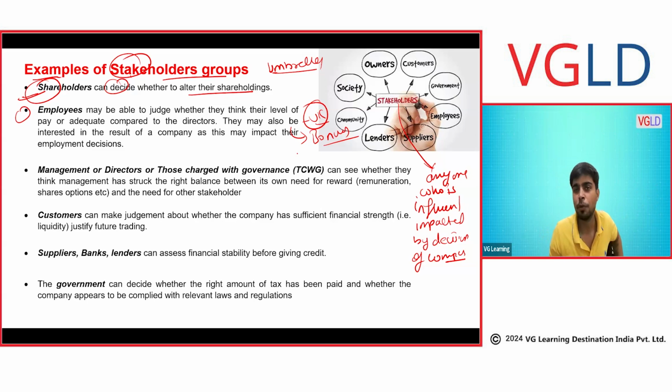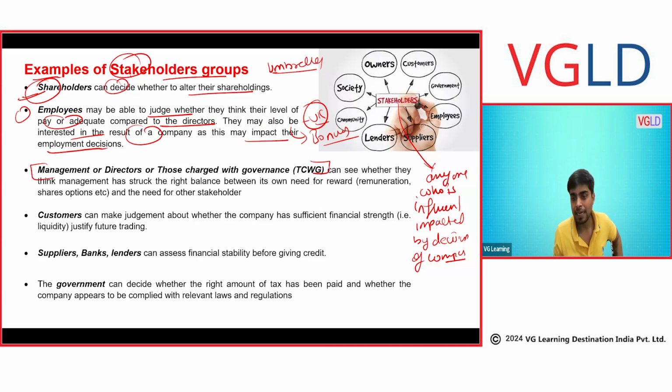So how does the profitability of the company show? It doesn't look like cost cutting. So employees may be eligible to judge whether they think the level of pay is adequate compared to the director. They may also be interested in the result of the company, as this may impact their employment decision. If the company is profitable, they will continue.